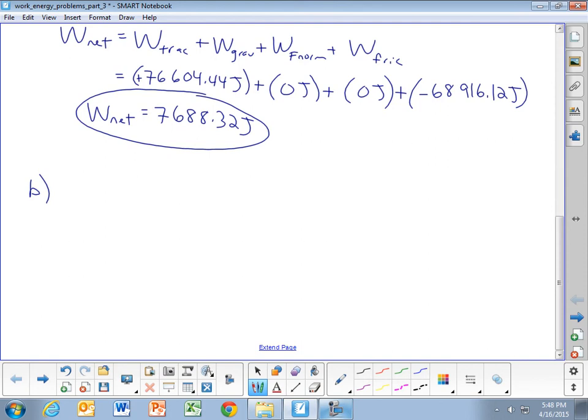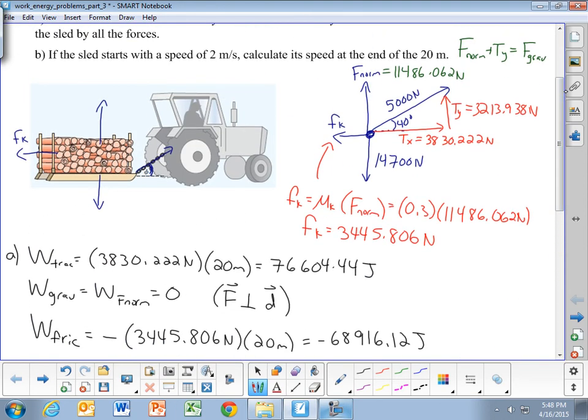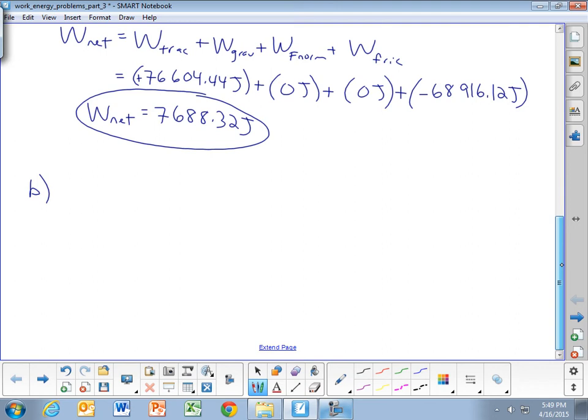Part B says, if the sled starts with a speed of 2 meters per second, calculate its speed at the end of the 20 meters. So we're going to do this one using work and energy. You could also use kinematics for this. But since we already calculated the net work done, this net work equals the change in kinetic energy.